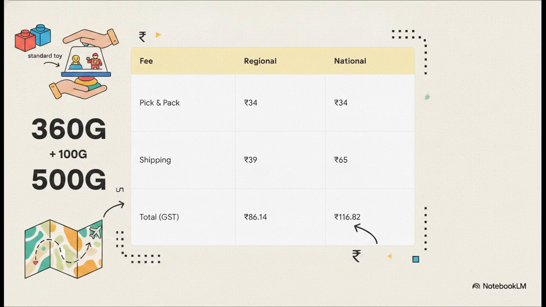Finally, we look at the weight handling fee, which shifts based on distance. For a regional shipment, it's 39 rupees, but for national shipment, it jumps to 65 rupees. If you add the pick and pack fee to the weight handling fee and slap on an 18% GST, just look at that difference. A regional delivery costs you about 86 rupees, but that exact same order sent nationally costs you nearly 117 rupees. Distance drastically impacts your fees.